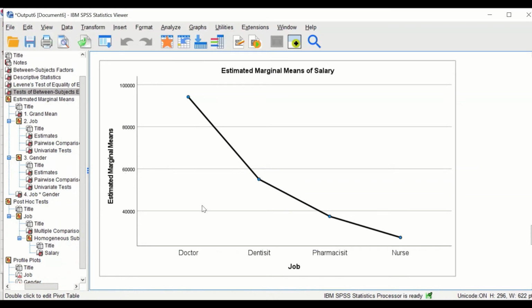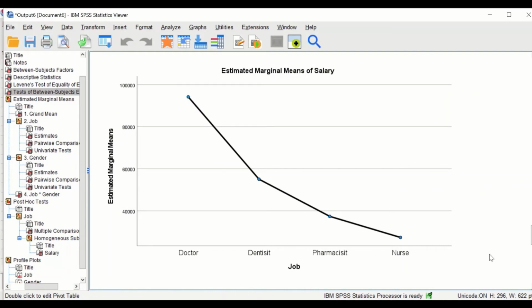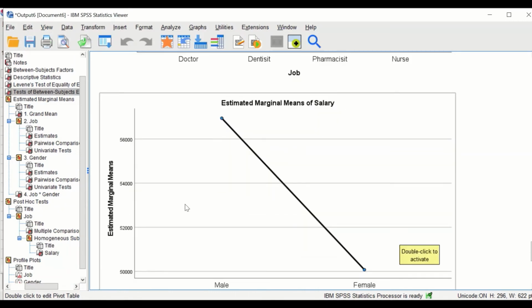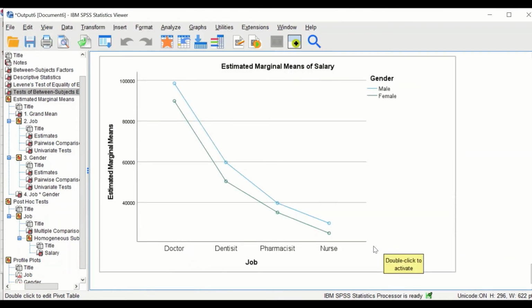As shown here, when plotting factor 1, which is the job, with the salary earned, you see that the doctors have the highest mean for salary and the nurses are the lowest. For male and females, we can see that the average salary is higher for males compared to females, and the last one shows that gender and occupation have an effect on salary earned by the individual. This is the way to do factorial ANOVA or two-way ANOVA in SPSS.